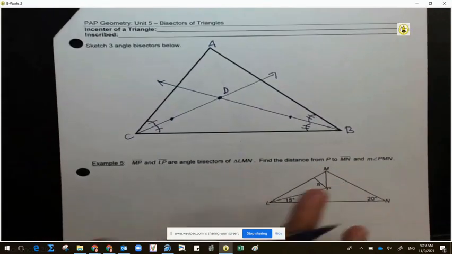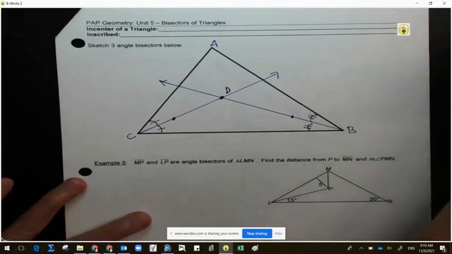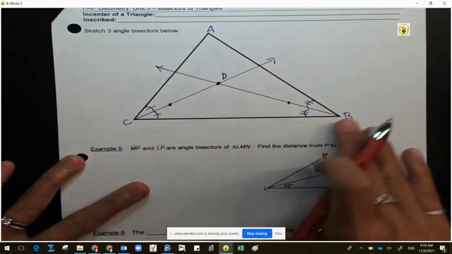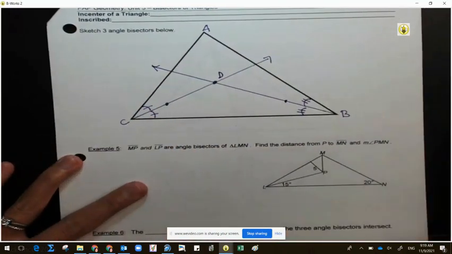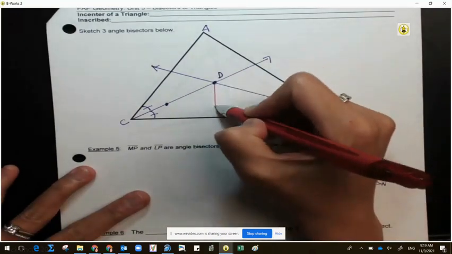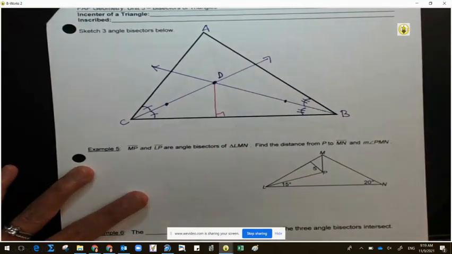All right. So an interesting fact about this. If you're using different colors, I want you to try to pick a different color on the next piece. This is nothing new from yesterday, so we're going to add on to this. What I want you to do is go to point D and drop it down perpendicular to the opposite side.